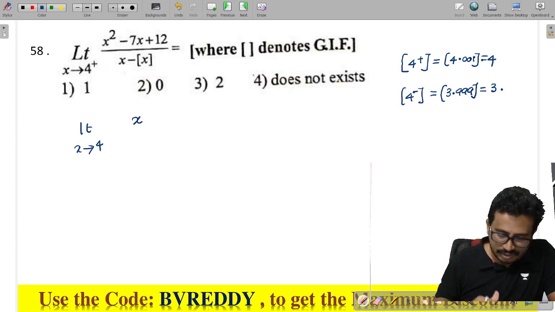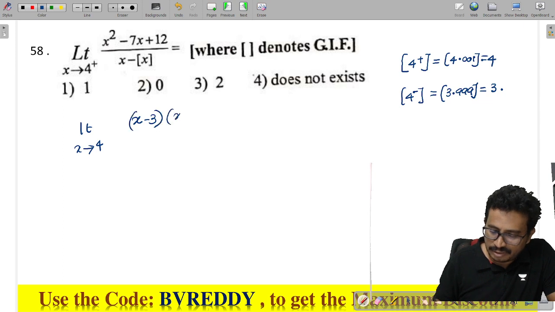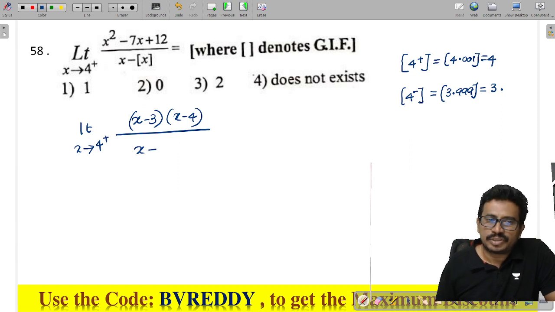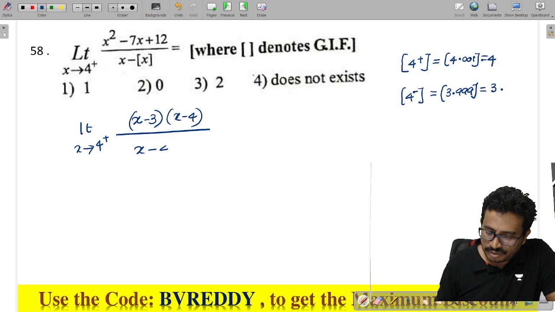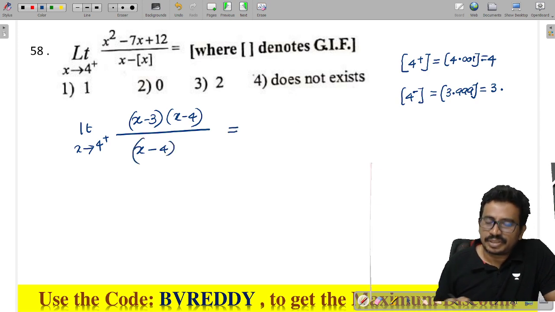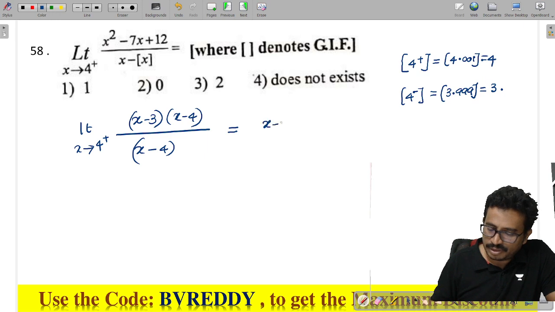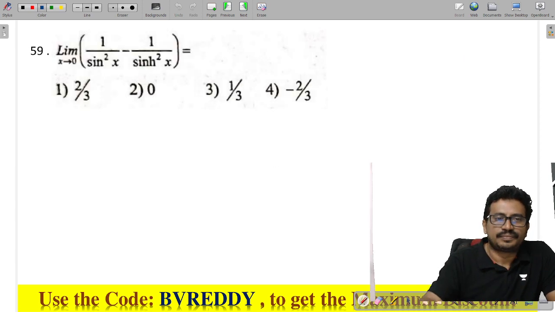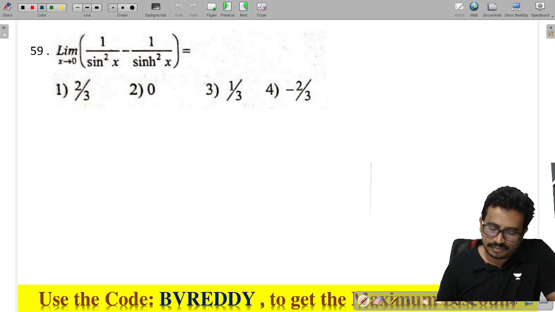So if I factorize the numerator, that is x minus 3 into x minus 4. Here you see this value, step x, which is equal to 4. Now I can substitute, isn't it? So what I will get now here is simply x minus 3. Substitute the limit of x value 4, which is equal to 1.